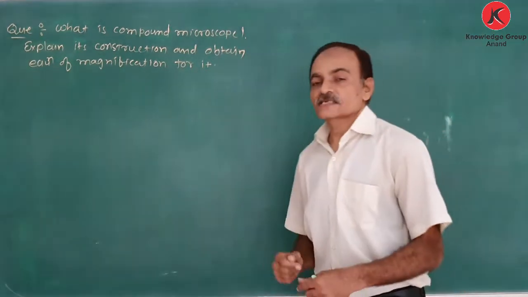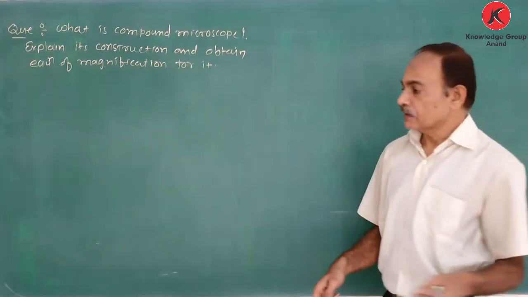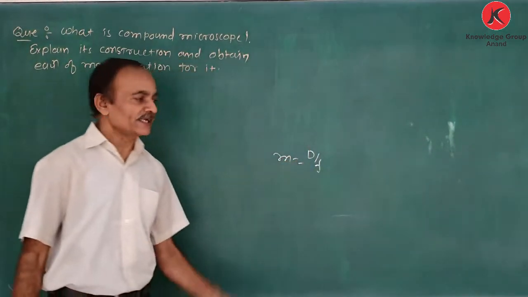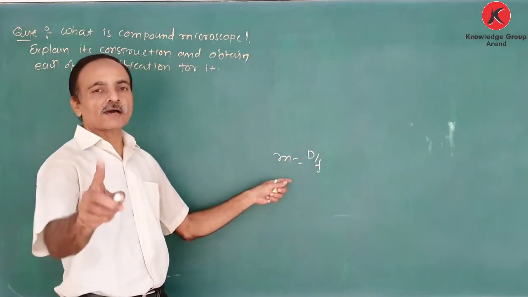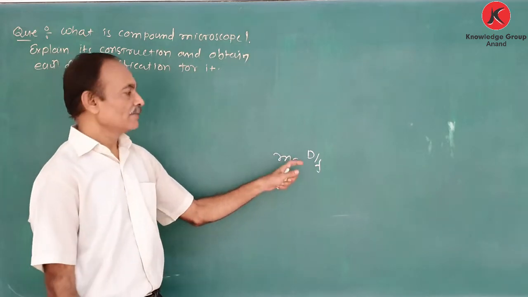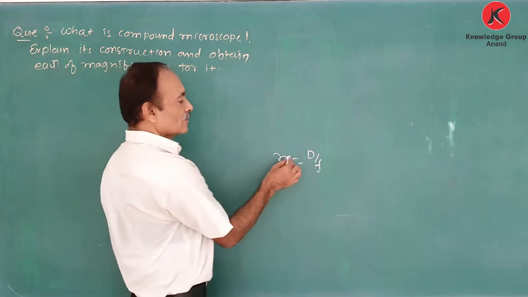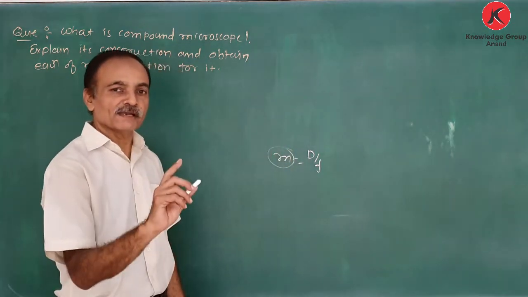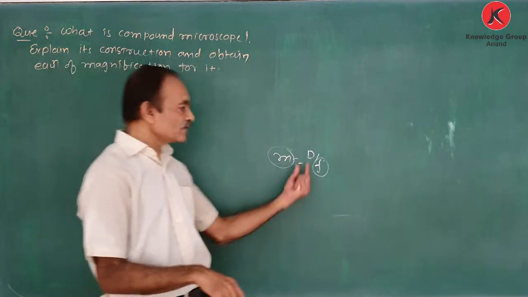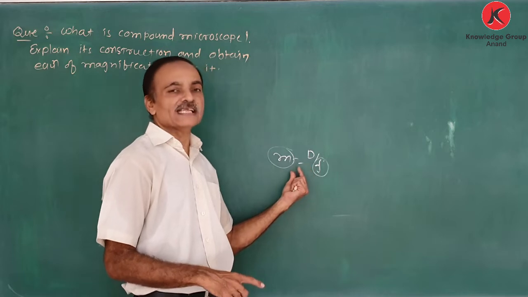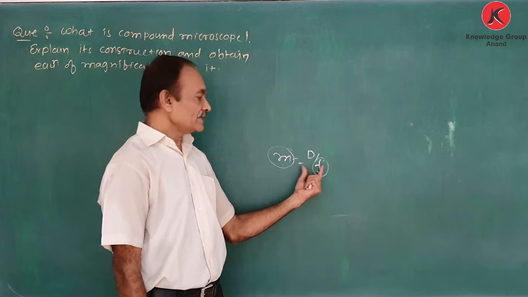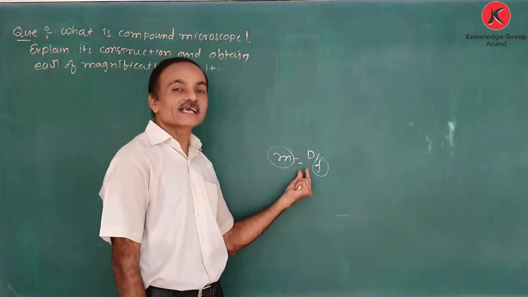Okay, now that we have discussed the simple microscope, for the simple microscope the magnification M is equal to D upon F. D is the near point distance, F is the focal length of the convex lens, because in a simple microscope a single convex lens is used. From this equation one can say that to improve the magnification of a simple microscope, the F value must be small. That means we have to use a convex lens or converging lens with smaller focal length.